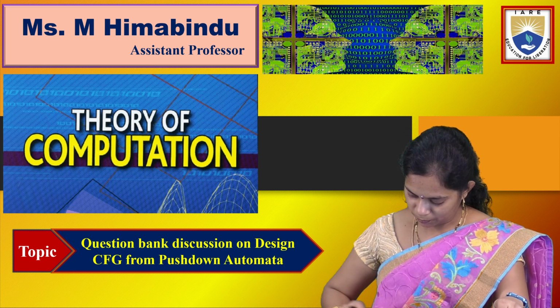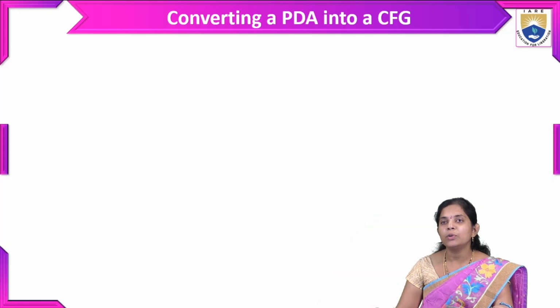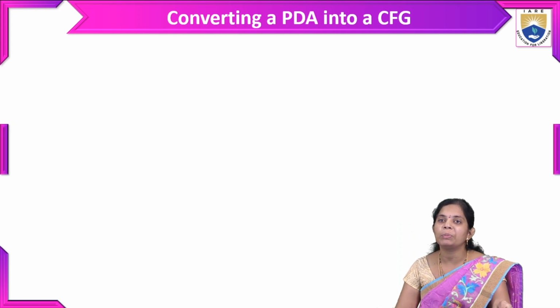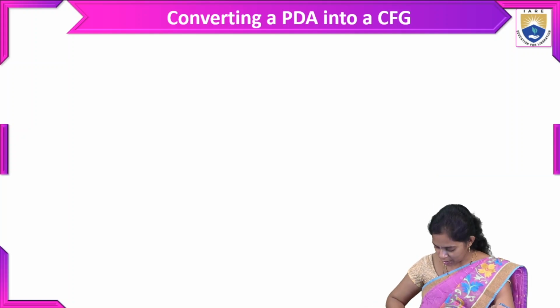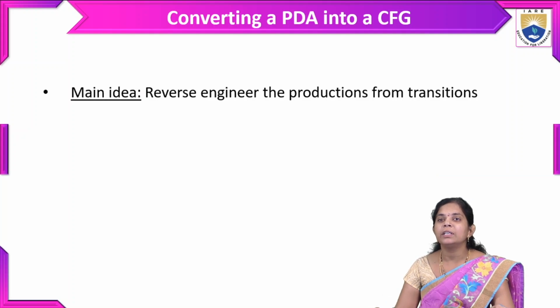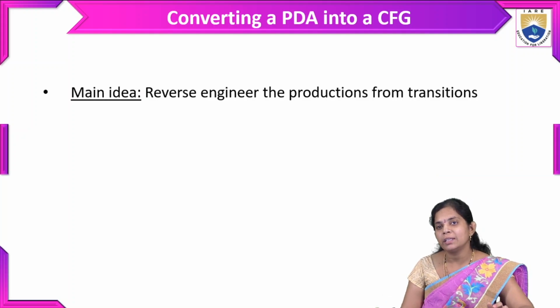this video. So before going to how to convert the PDA, pushdown automata, into a context-free grammar, we have a step-by-step process. So what does that indicate? Here the main idea is the reverse: reverse engineering the production from the transition.